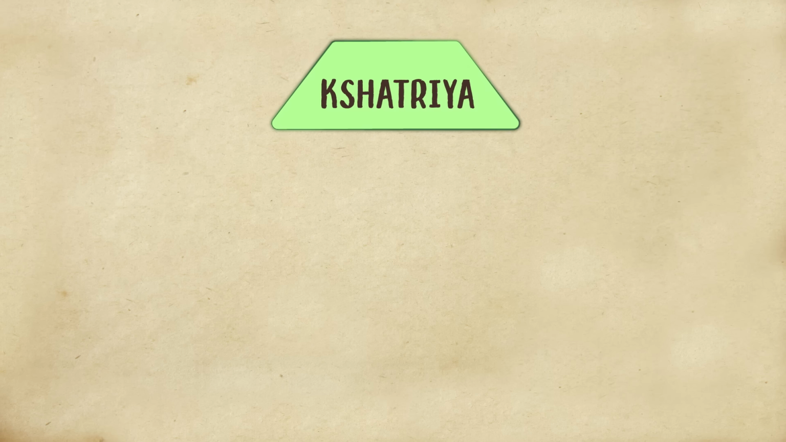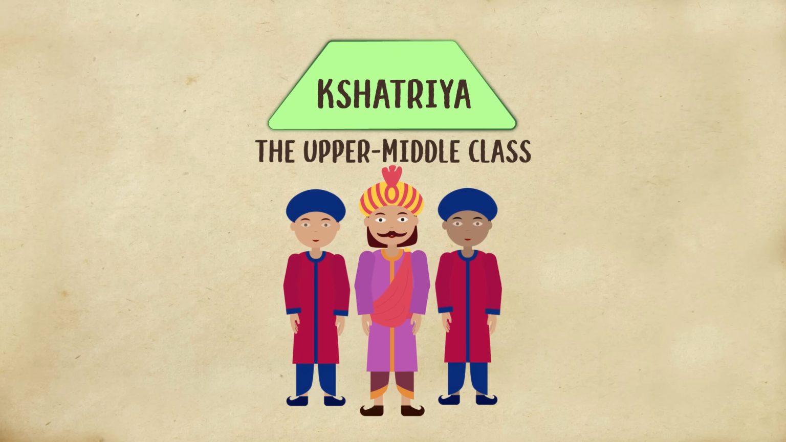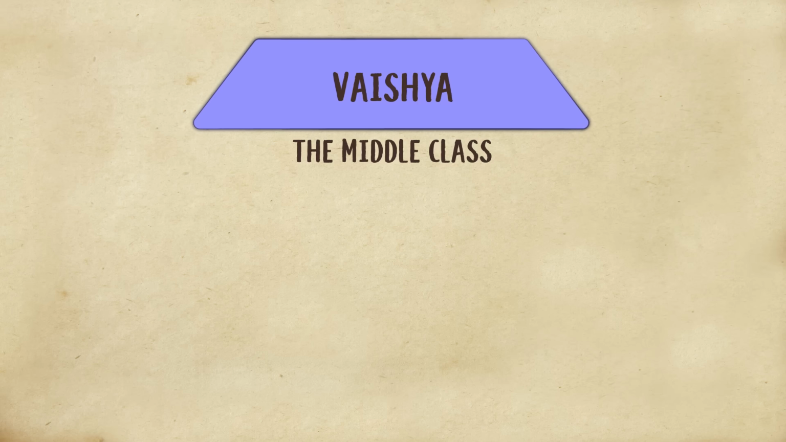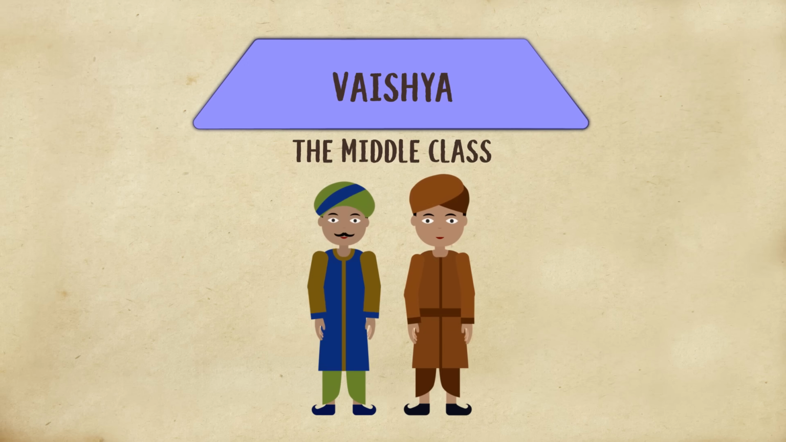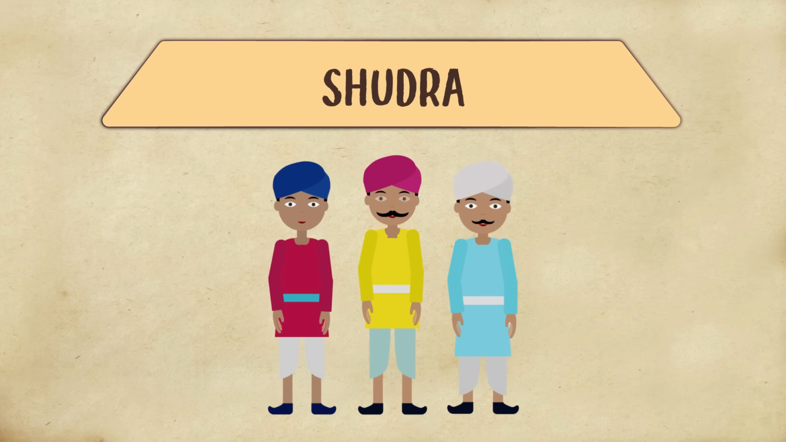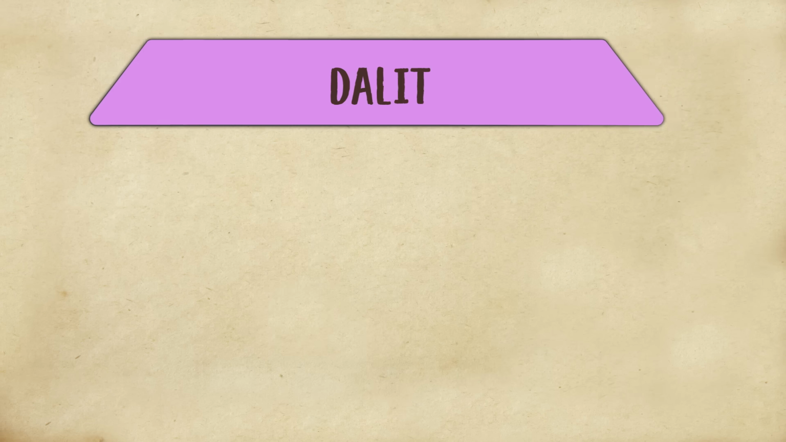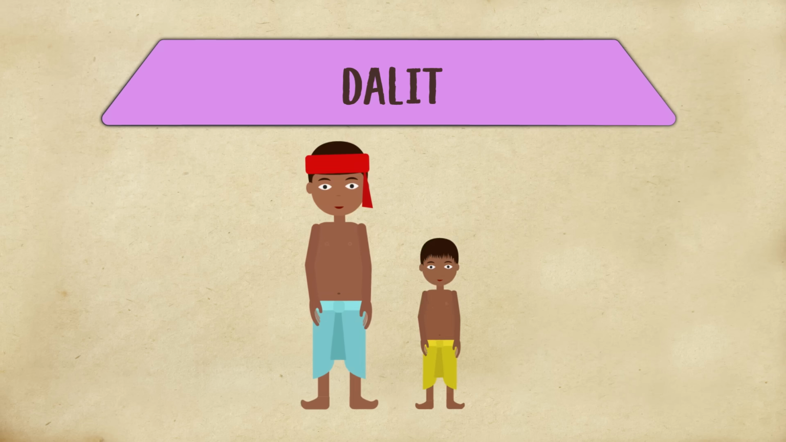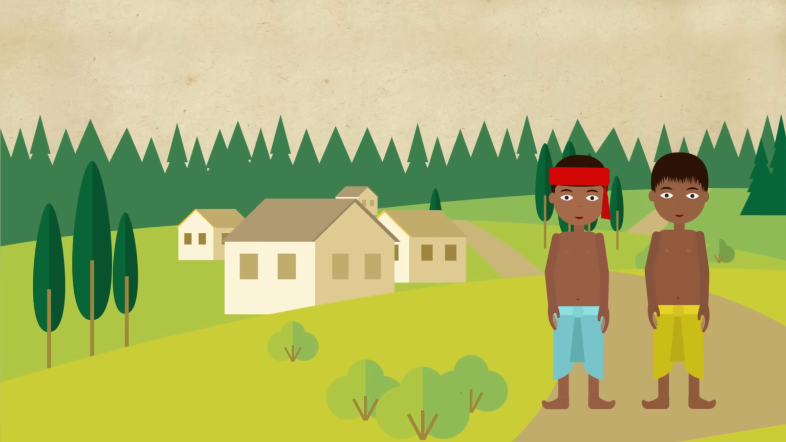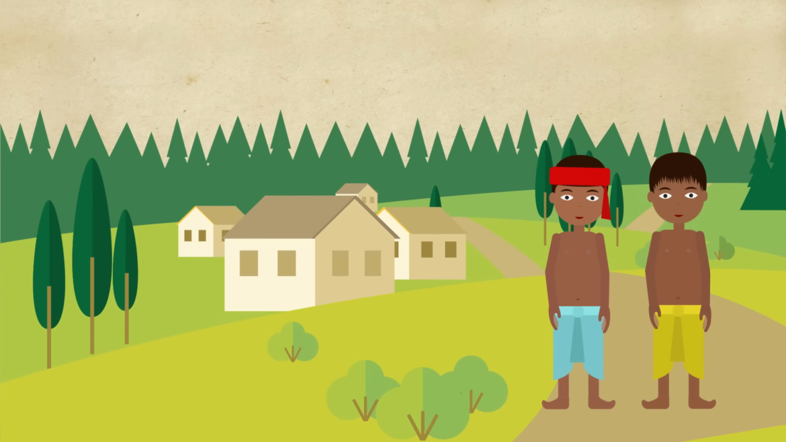Next were the kshatriyas, or the upper middle class, who were kings and warriors. The Vaishyas, or the middle class, made up businessmen, traders, and farm owners. The Shudras were servants, or unskilled farmers, considered inferior to the other castes mentioned above. Lastly, at the bottom, were the Dalit, or untouchables, who were laborers that did the lowest and worst of jobs. Though they were not slaves, they were considered unclean and were often forced to live outside of villages.